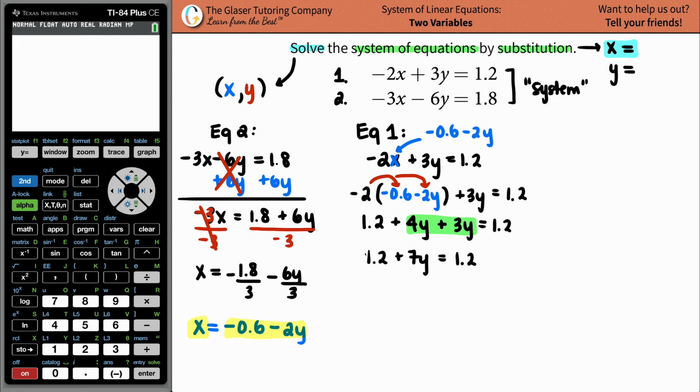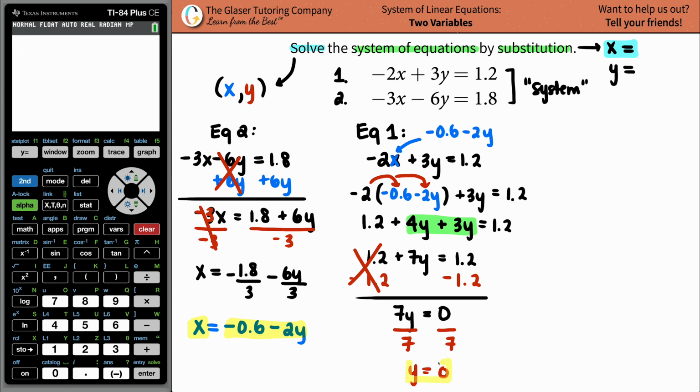Right? Minus 1.2. Now I'm kind of like, this is interesting. But let's continue on, right? So this is going to get canceled. Let's put the line over here. And now we have 7y equals, this is just going to be 0. So if I divide by 7, y is going to equal 0.